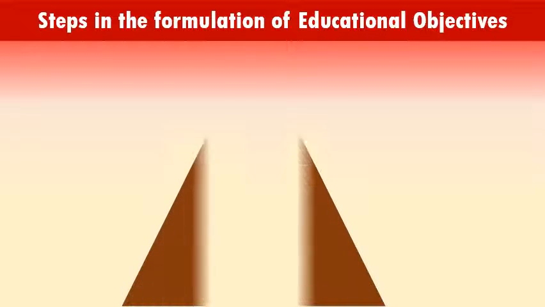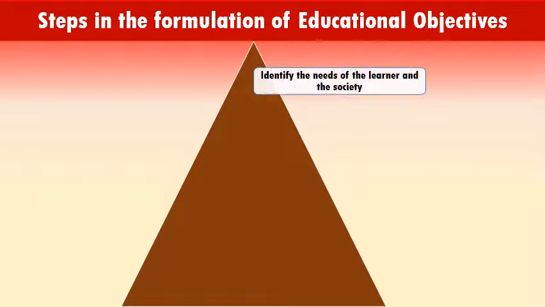Now, if you want to formulate the educational objectives, we have to follow some steps. One is we have to identify the needs of the learner and the society. So, as we saw in the previous slides, in order to make some social changes, we should understand the societal needs first, because we are part of society. Learners come from the society, so we should understand the needs of the society.